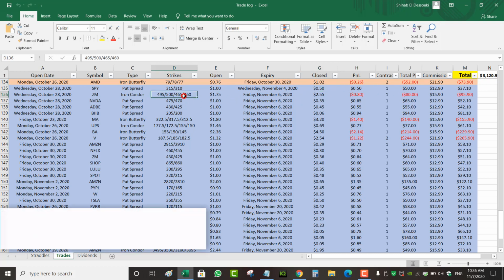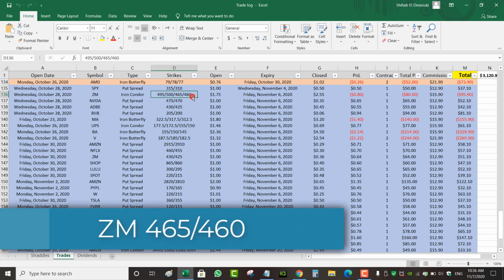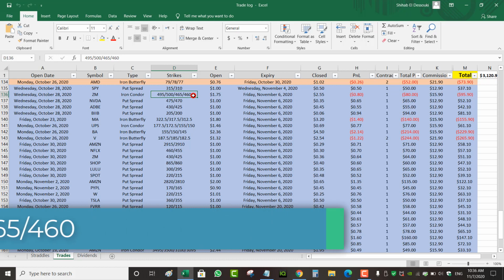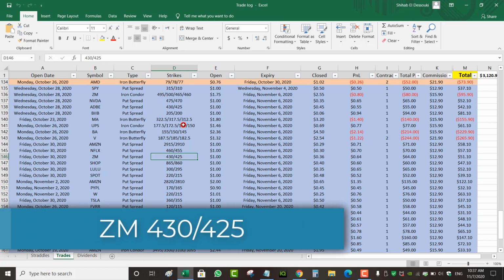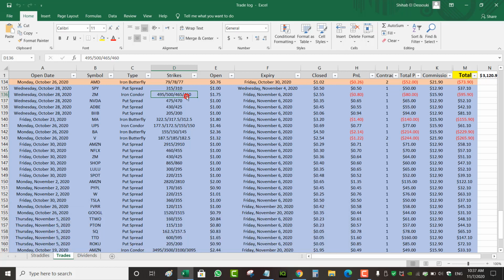Zoom was a 465, 460 put spread. It started off a 465, 460 put spread, and then Zoom dropped all the way down to 440. So what I did when that happened is I sold another put spread at 430, 425 when Zoom dropped, and I sold a call spread at 495, 500 to mitigate the put spread at 465 that got breached.